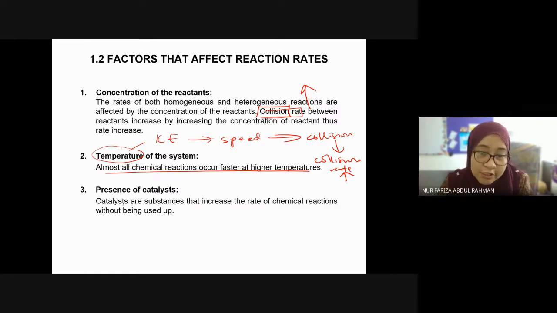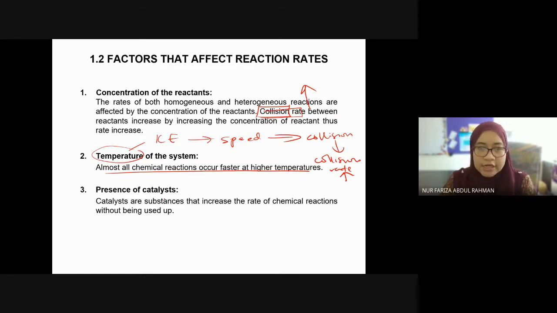Okay, the presence of catalyst. Ini patutnya kita tahulah. Kita tahu catalyst is pemangkin. In Malay, we call it pemangkin. Maksudnya the purpose of having catalyst is normally to increase the rate of reaction. So that is the purpose of adding catalyst into the system.